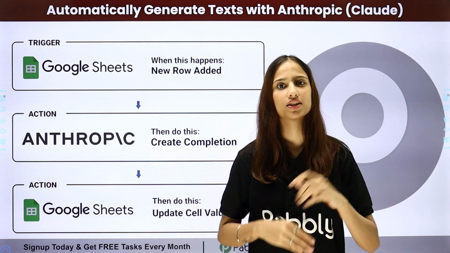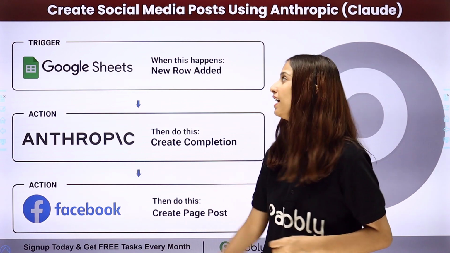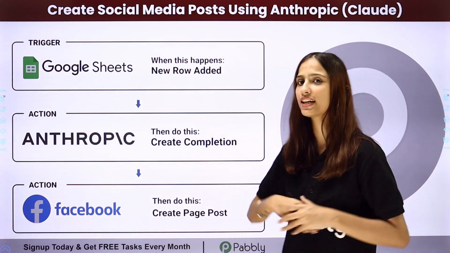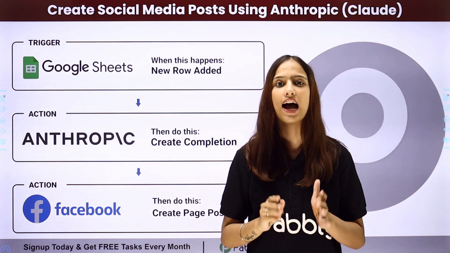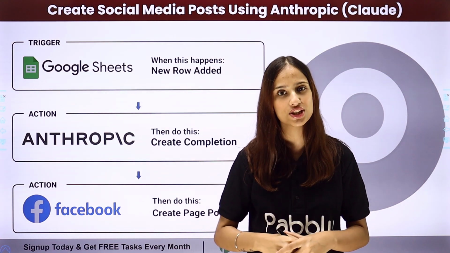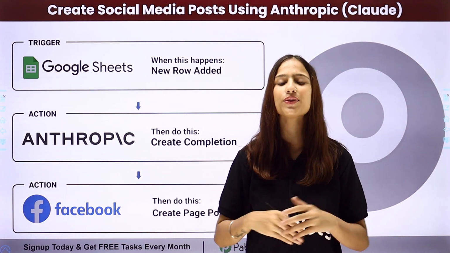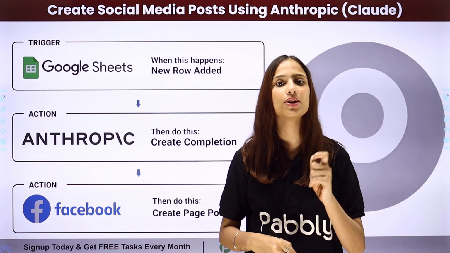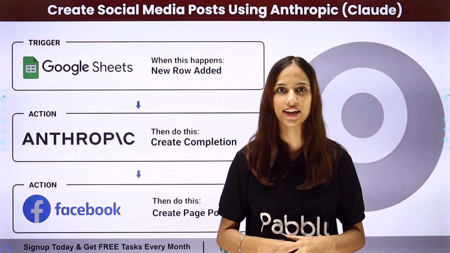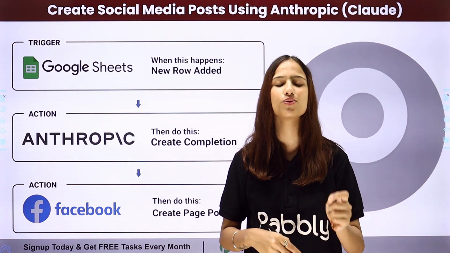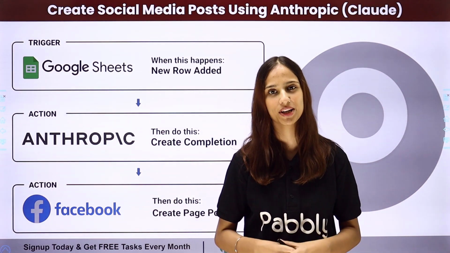Now let us go to our second example. In this example, I'm going to tell you how you can create social media posts using Anthropic Claude. Let's assume that you are a social media influencer and you have added some titles in your Google Sheets, and it's a very hectic task to think about the post content every day. Here you can automate this process where you will be using Anthropic to generate the post content. Once the post content is generated, then you can share it across your different social media handles. In this case, I'm using Facebook. You can use any other social media handle as well.